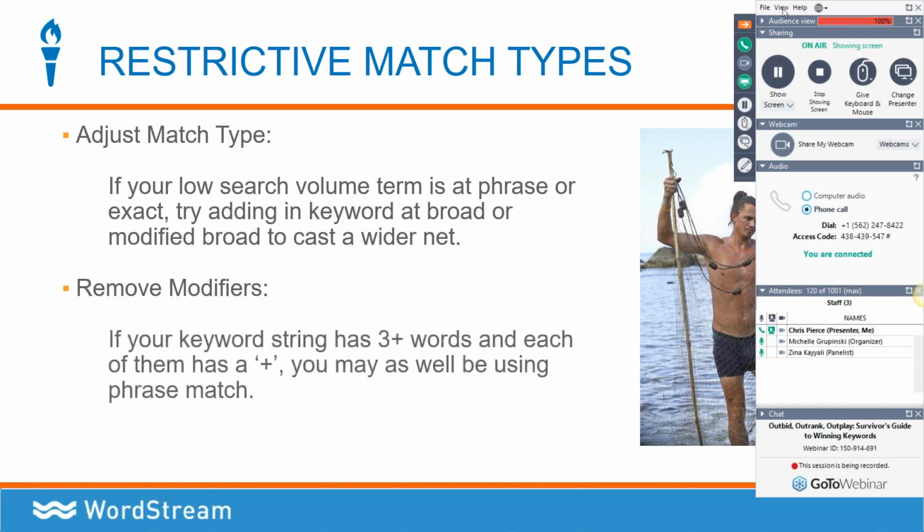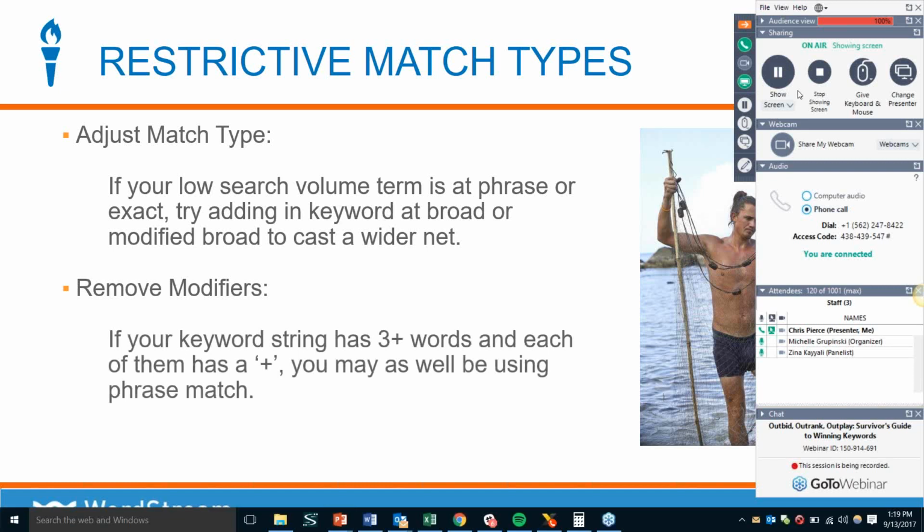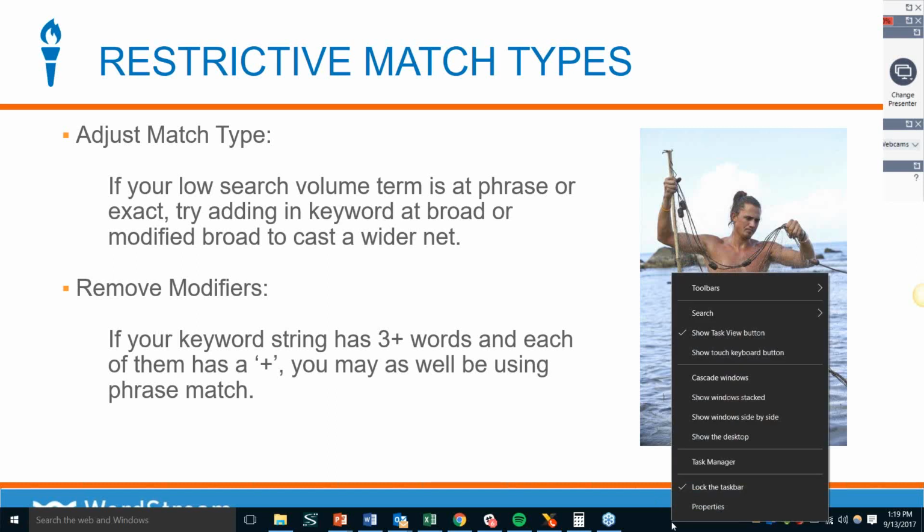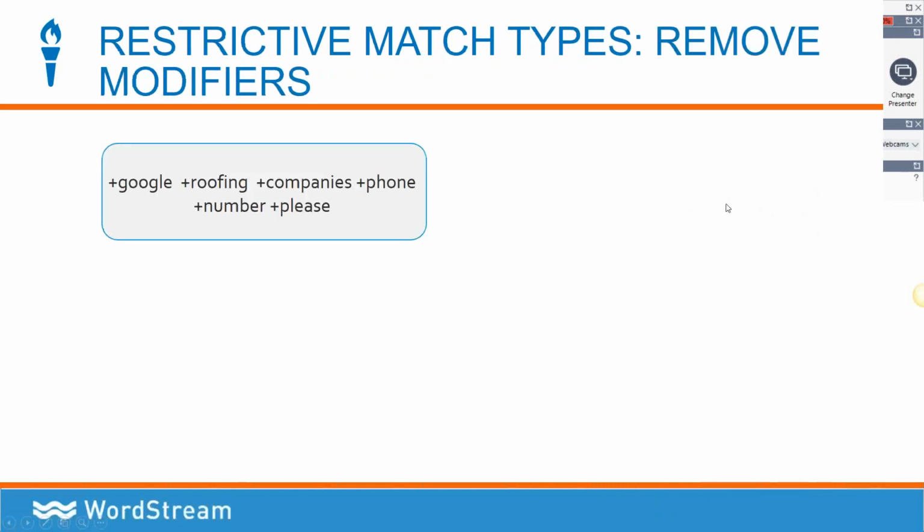What happens here is that if your keyword is a super long tail term, what you want to try doing is to remove some modifiers. My rule of thumb is if your keyword string has 3 or more terms in there and each of them has a modifier, at that point you may as well be using phrase or exact. So you really want to try to restrict those to 2 or 3. I'll show you a scenario of this in the wild to give this a little bit more context.